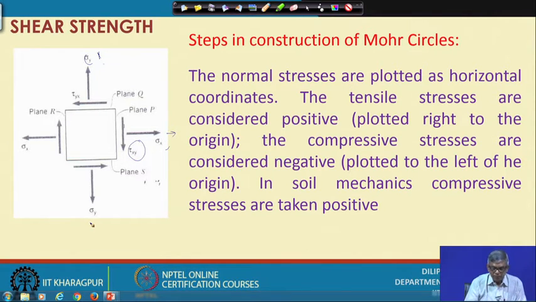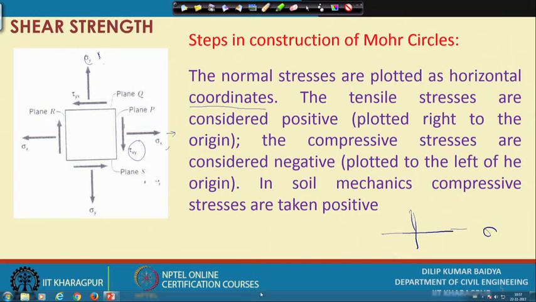So, ultimately we can write without any suffix here. Now, the normal stresses are plotted as horizontal coordinates. If I consider this, this direction will be normal, and tensile stresses are considered positive in general, so they will be in this direction, and compressive will be negative in this direction, but in soil mechanics we take compressive as positive. So, when there is a compressive force we will take it in this direction.